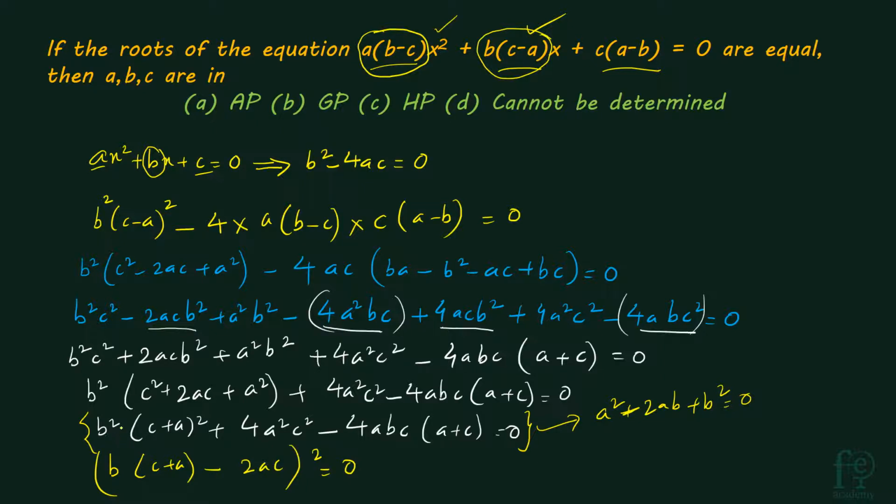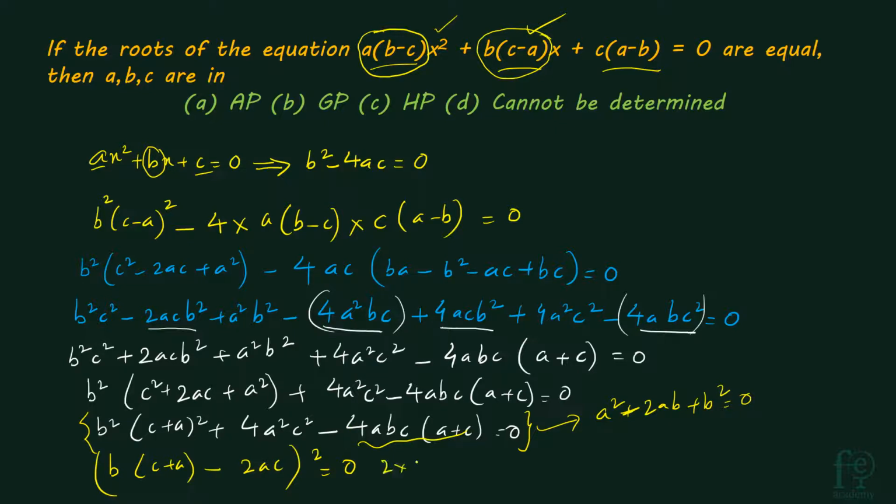So how did you get this? Here you can see if a is b(c + a), then a² is b²(c + a)², which is correct. And b is equal to 2ac, so (2ac)² is 4a²c², minus 2ab.